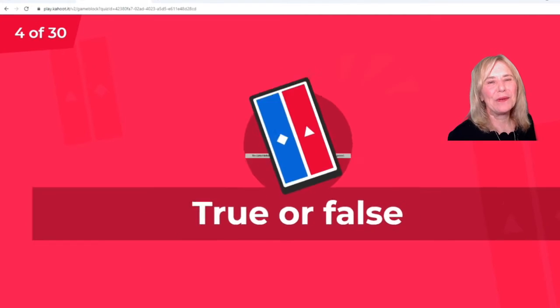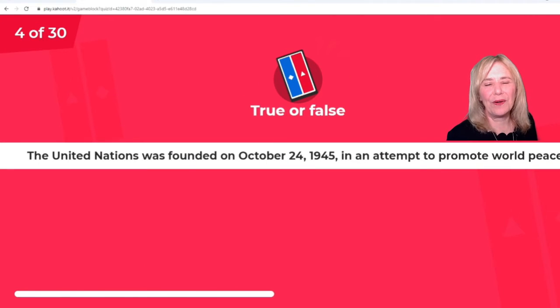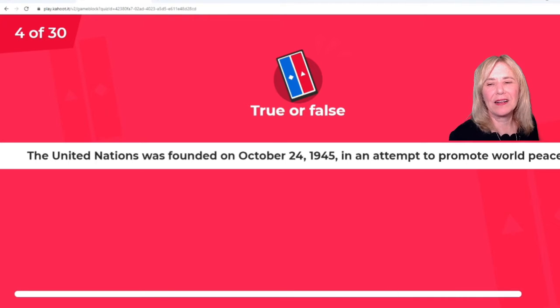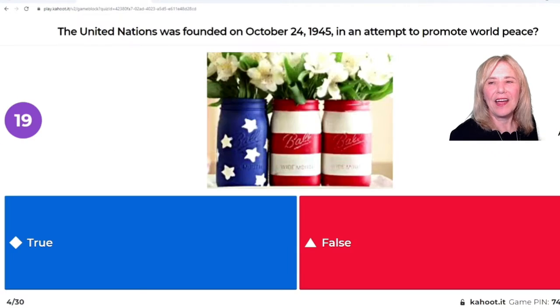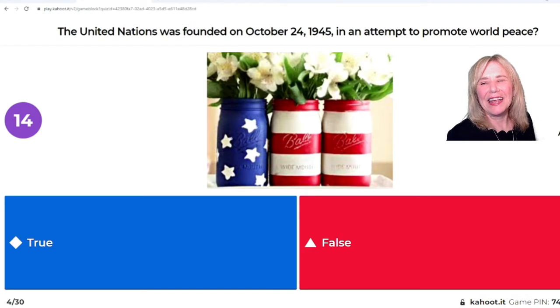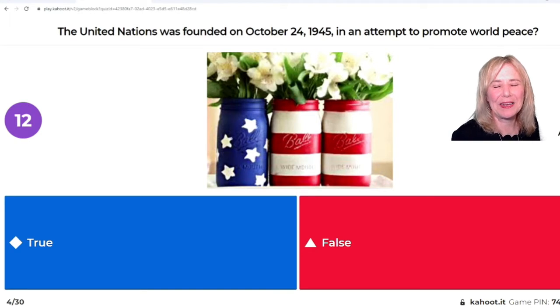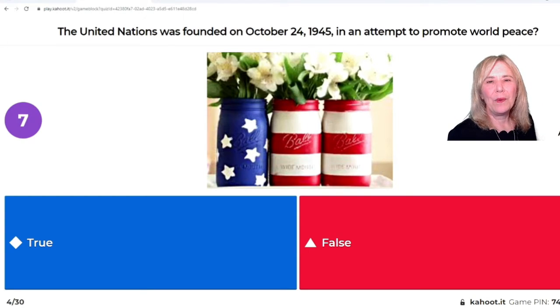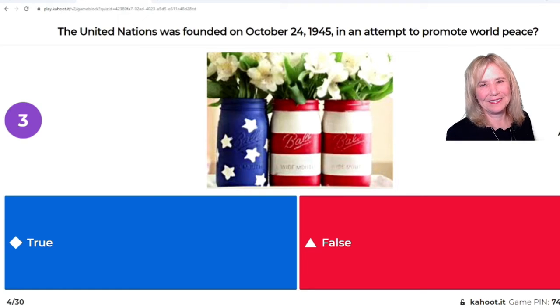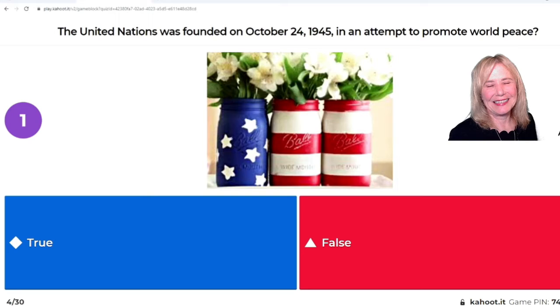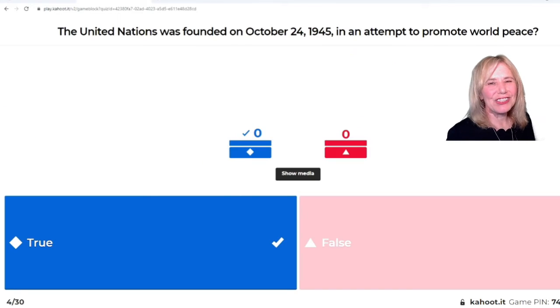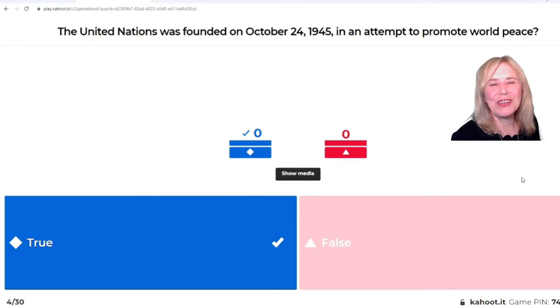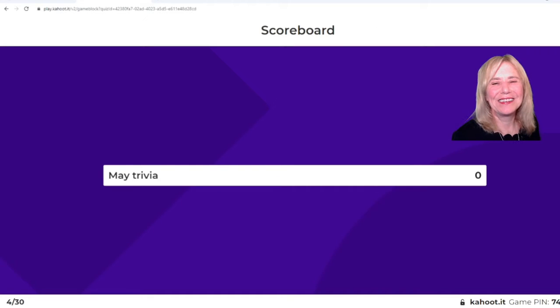All right, here we go with question number 4. True or false? The United Nations was founded on October 24th, 1945, in an attempt to promote world peace. Is that true or false? Was the United Nations founded to promote world peace? It's true. If you guessed true, you have the right answer.